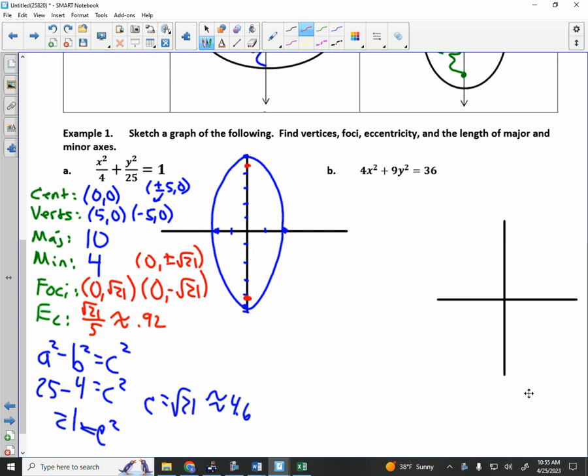So this one, right now it's equal to 36. That's not like the equations I have. All the equations are equal to 1, so how could I make it equal to 1? Divide by 36. And so when you divide by 36, I get x squared over 9 plus y squared over 4 is equal to 1.